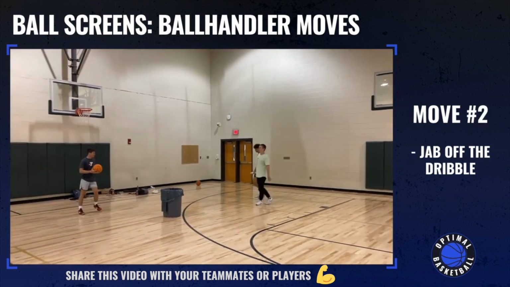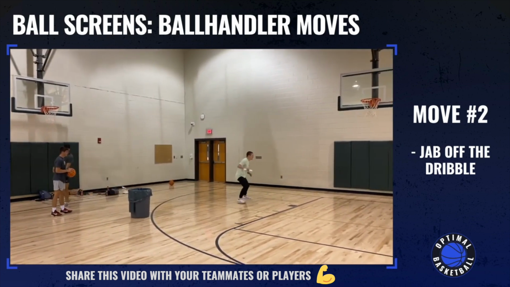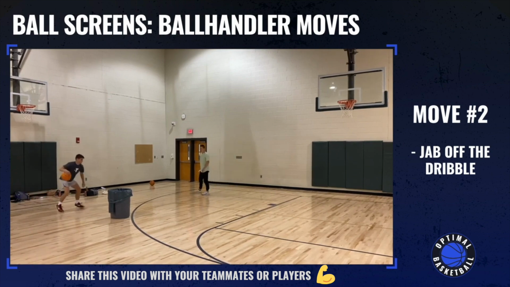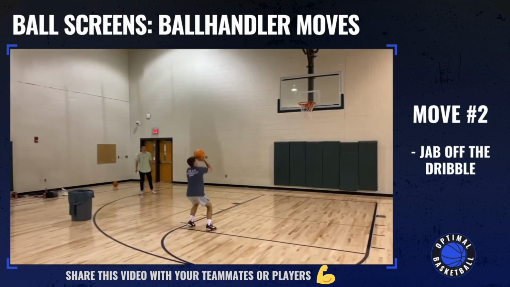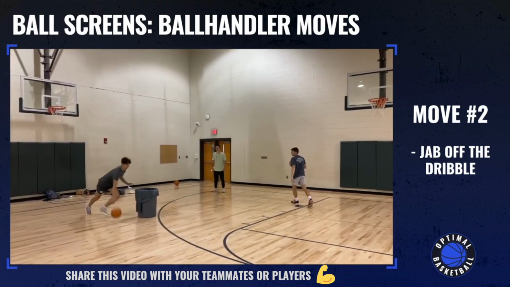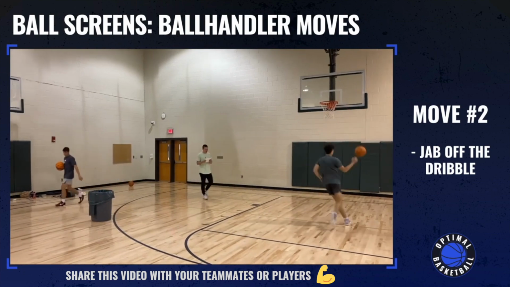We went jab with no dribble. Now let's go jab off the dribble. So you'll be dribbling, kind of jab that way, and then you go off of it. Here we go. There we go. Good. So two different types of jabs.